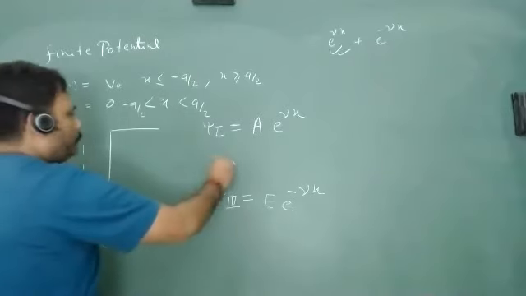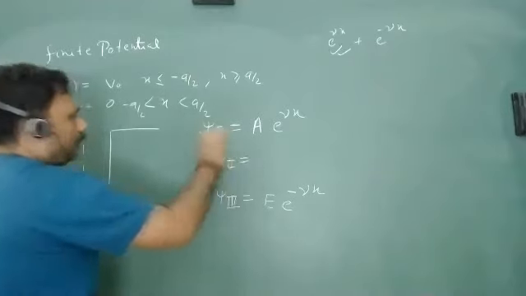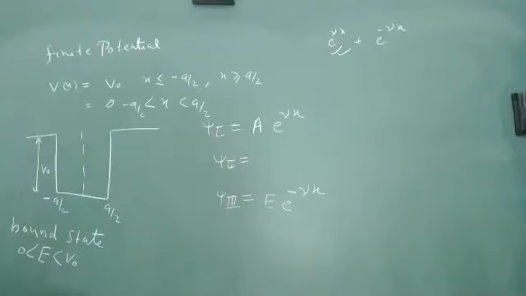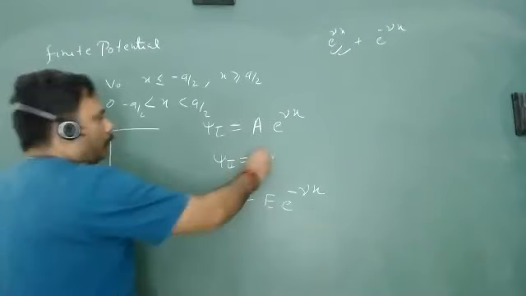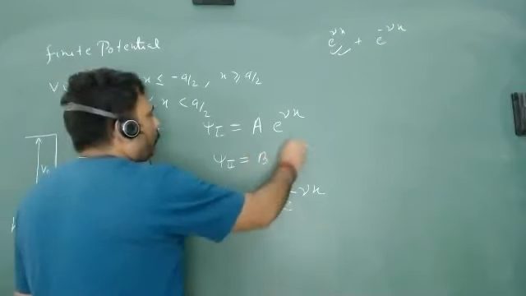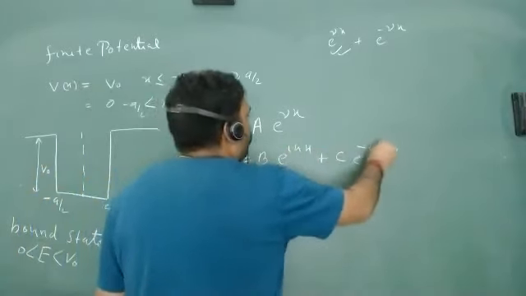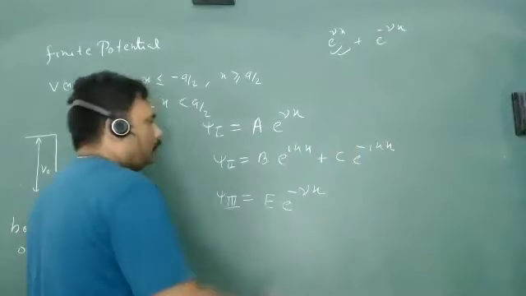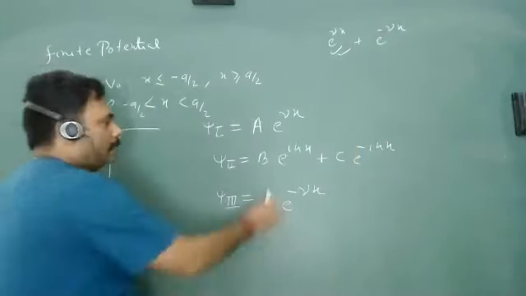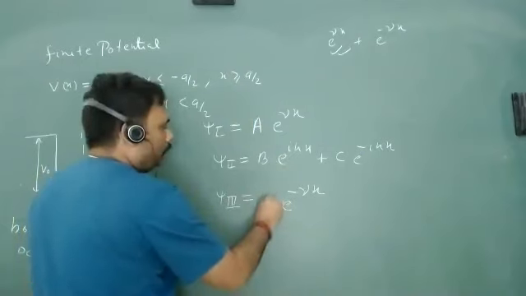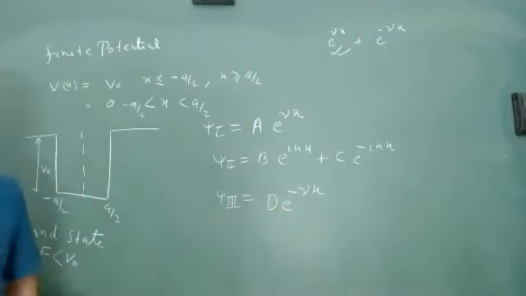And what should be psi 2? Can anybody tell me what should be psi 2? Very good, B e to the power ikx plus C e to the power minus ikx. So we will just write B e to the power ikx plus C e to the power minus ikx. Let's write this as something like D, and you can keep E also, no problem. So just use this as D.